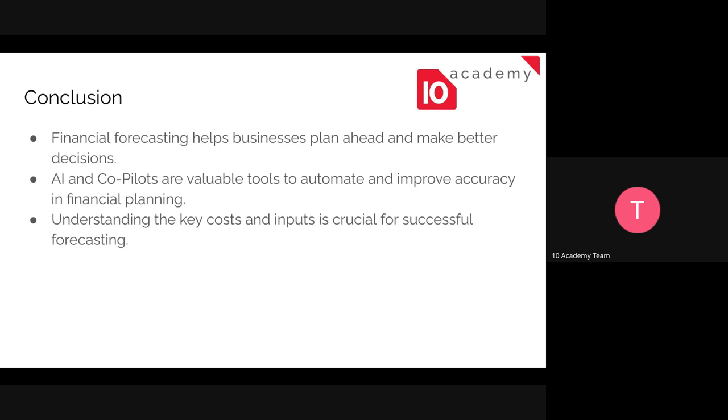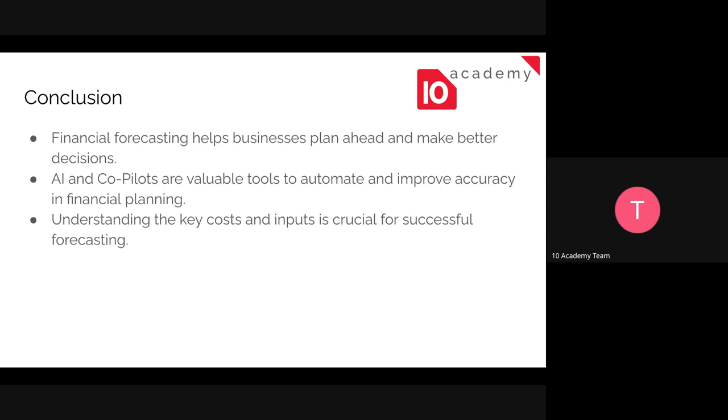For example, we humans might get confused or create errors while working with large data sets and complex patterns, but if you feed AI the real existing data sets, it works clearly and with higher accuracy than humans, and also within a limited, quick time. So understanding the key costs and inputs is also crucial for successful forecasting.